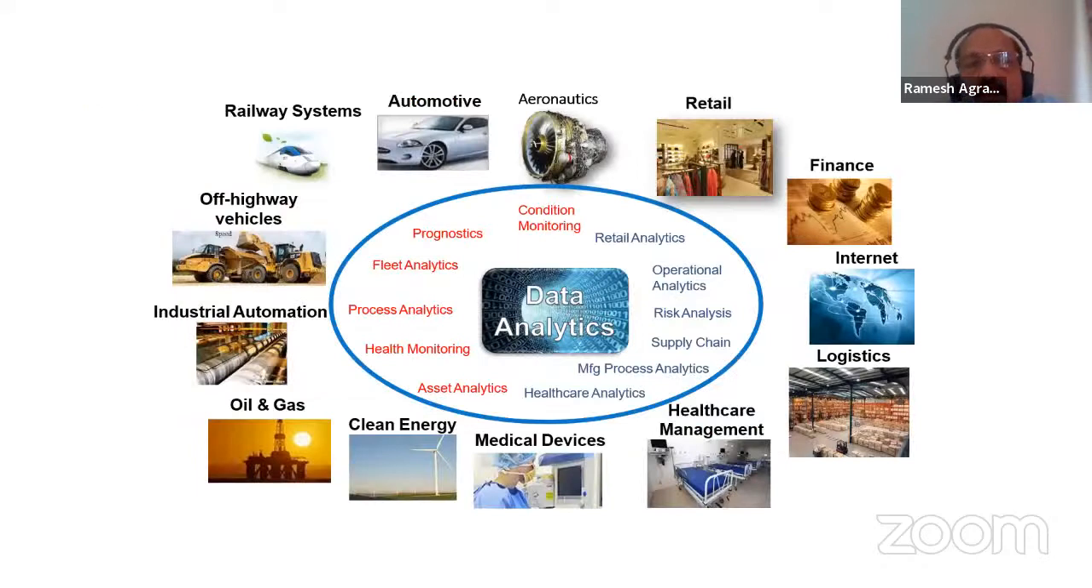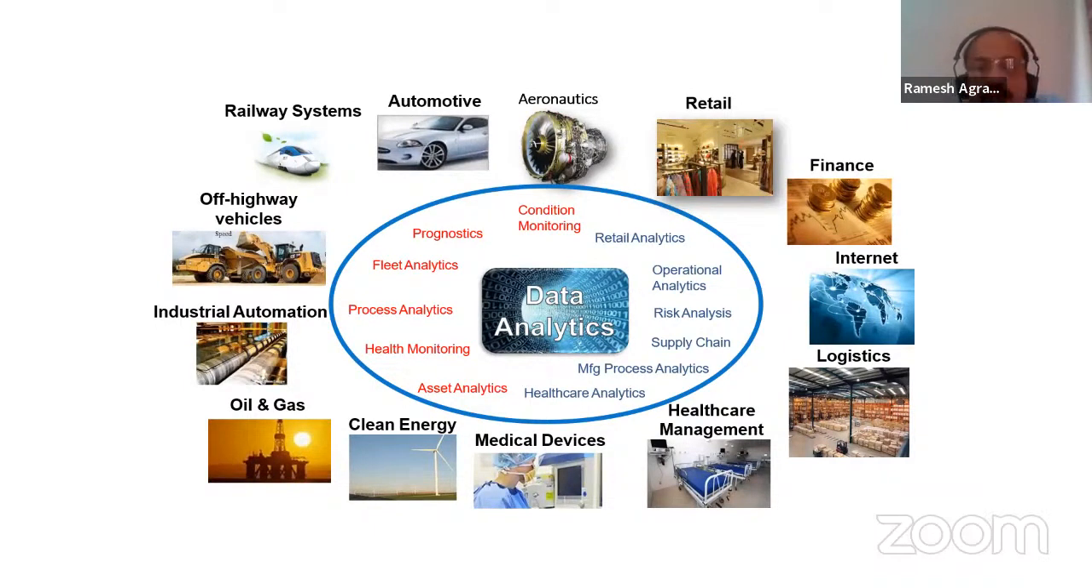So when you are talking about these are the basic different kinds of processing you do, and the data is coming from various sources. So the data can be, let's say there is a railway system, they are generating a lot of data. You talk about automotive, aeronautics, retail shop, finance, logistics, internet, health management, medical devices. So all of them are generating a lot of data. And from these data, you want to take informed decisions. Okay. So we talk about data analytics.